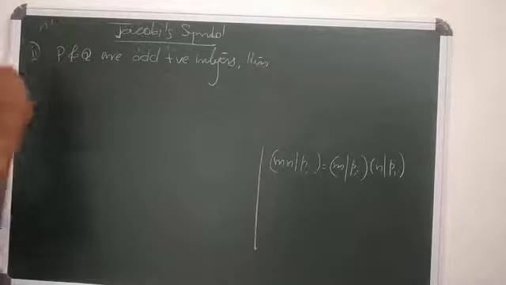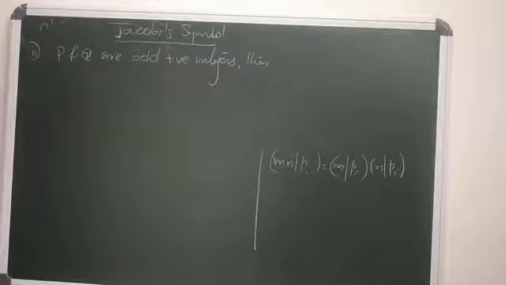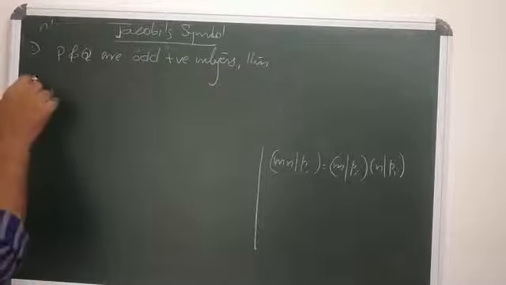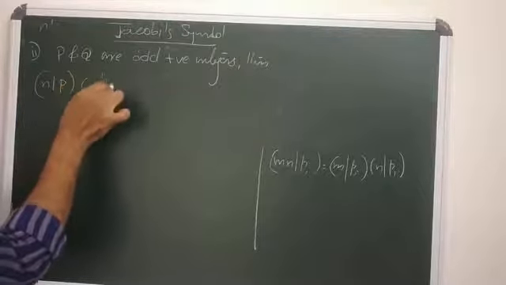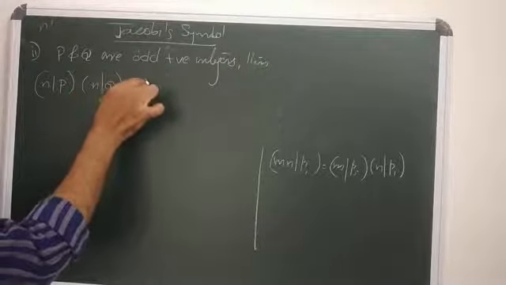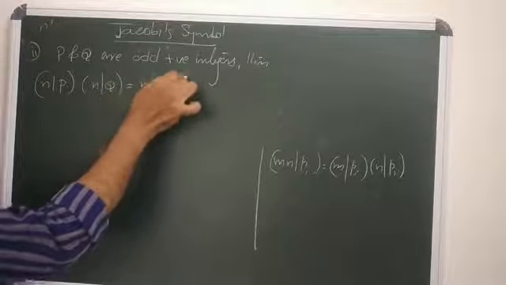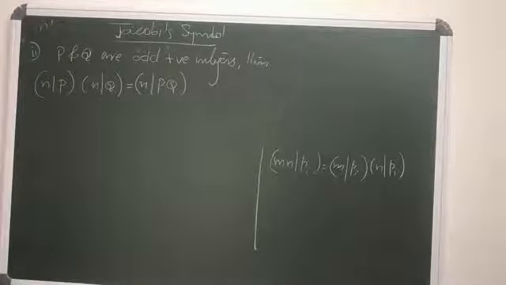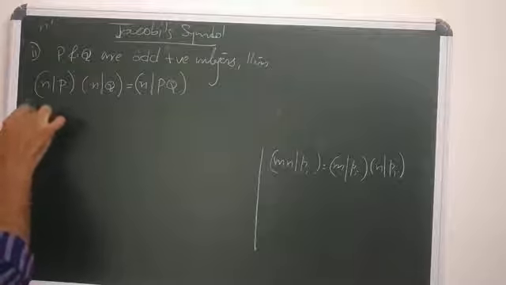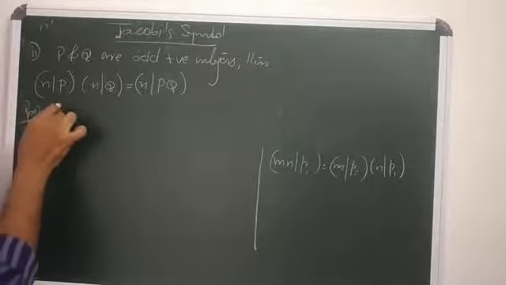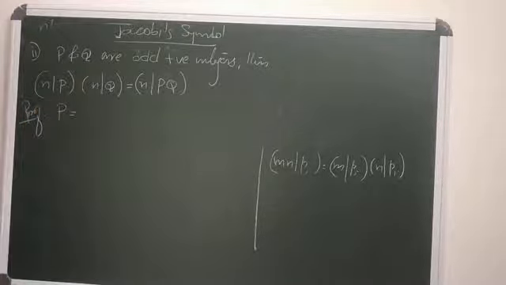The second property is, when p and q are odd primes, then (n/p) into (n/q) equals (n/pq). Here, suppose again p and q are odd primes.